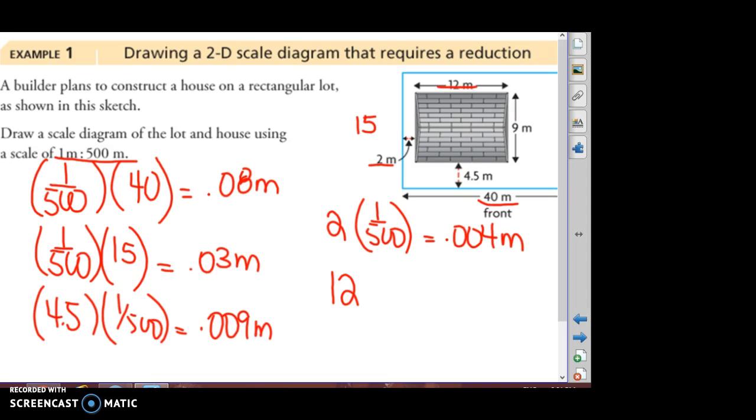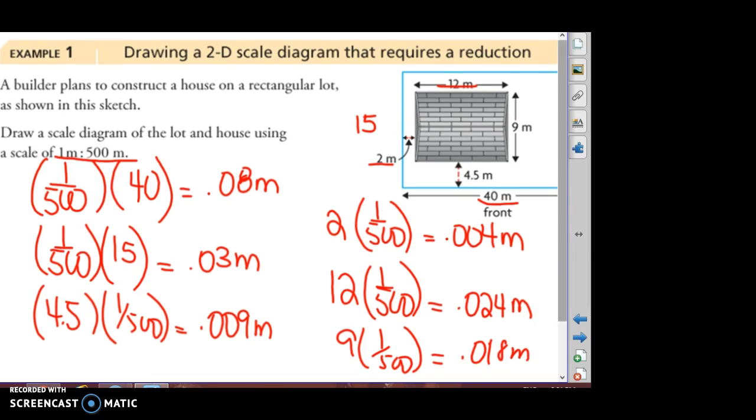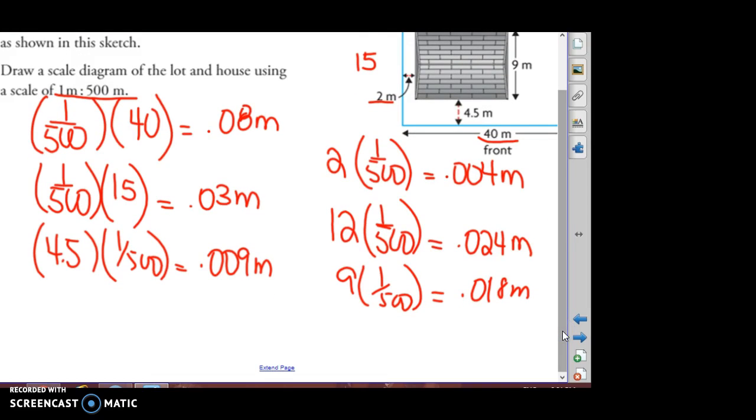12 to this side of the house times 1/500. You get 0.024 meters. And our last dimension is 9 times 1/500, which is 0.018 meters. Okay, so if we were going to draw this, it's really hard to draw 0.08 of a meter.